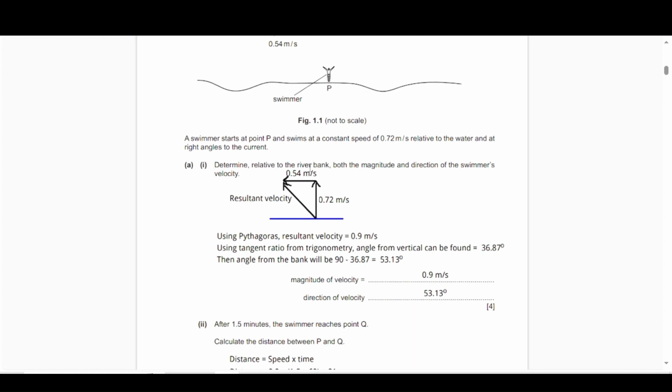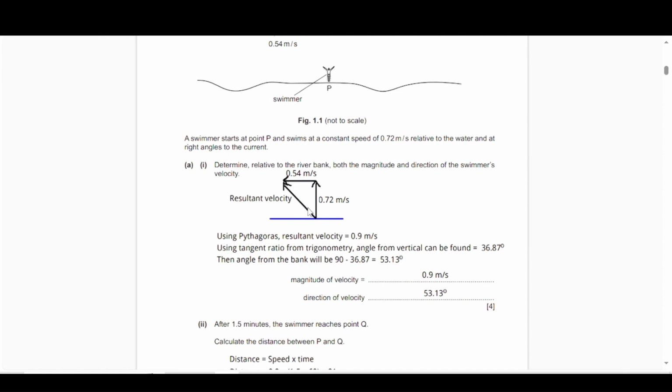And then if you wanted to find, essentially they want to know relative to the riverbank, so that is the blue line here, they want to know the angle relative to the riverbank. So that is the angle there. We know that the swimmer is swimming perpendicular relative to the stream, so this entire angle will be 90 degrees.